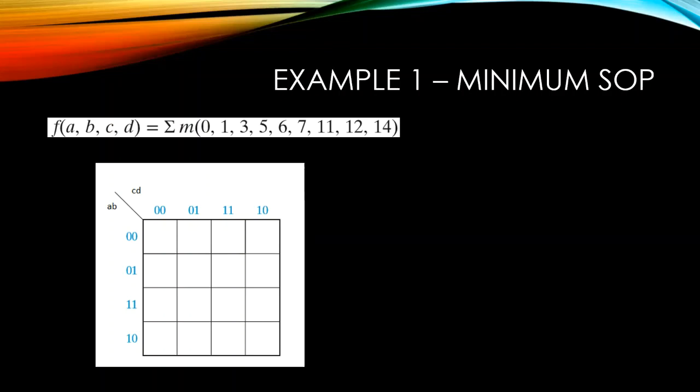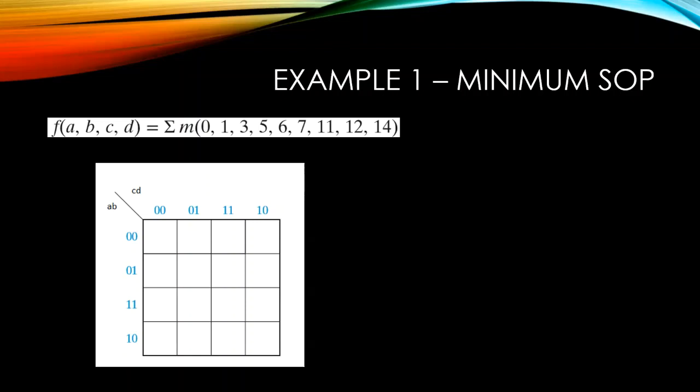Okay, so for example, 1. It is converted into 4 binary digits, 0, 0, 0, 1. So the first digit on the left will be for A, the second digit will be for B, the third digit for C, and the last digit will be for D. So A is 0, B is 0, C is 0, D is 1 for minterm 1. Okay, so let's try with 0.